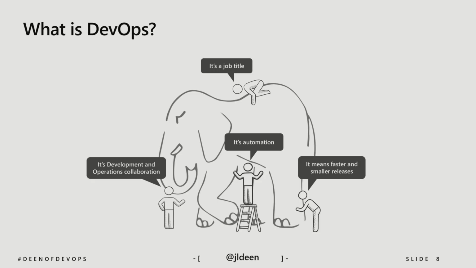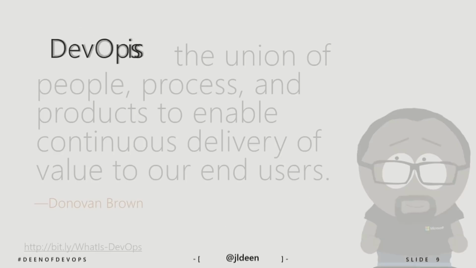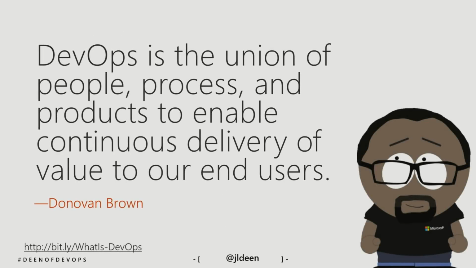So to level set, I want to make sure we clarify Microsoft's definition of DevOps. And here's my favorite part, because the cameras always come out. DevOps is the union of people, process, and products to enable continuous delivery of value to our end users. Continuous delivery of value. The most important word on that slide is value. If you're not delivering value, what are you doing and why are you doing it?